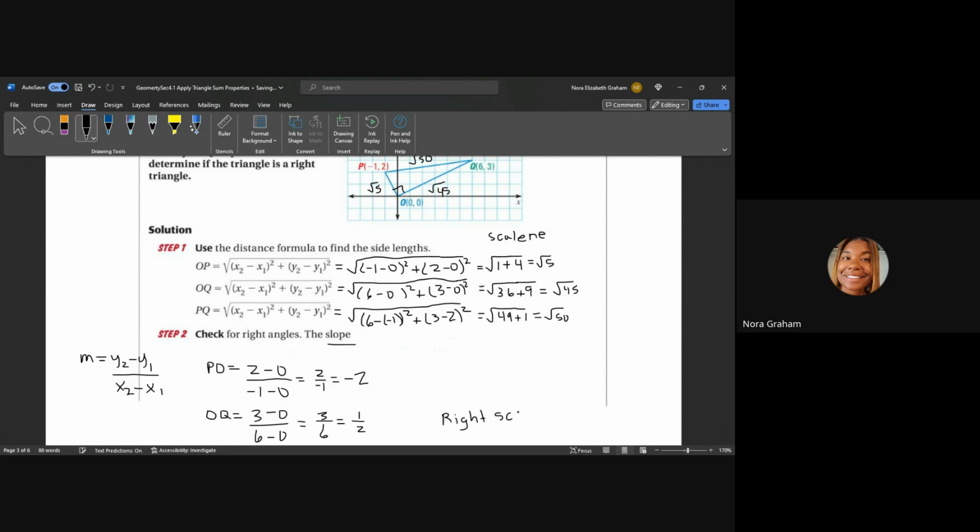Scalene. And I'll just draw a triangle. Okay, and that's what type of triangle this is. So there are other ways you can check for a right angle. I just think it's easier using slope. But if you want to see another way you can prove it, go ahead and put down in the comments and I can show you a different way.